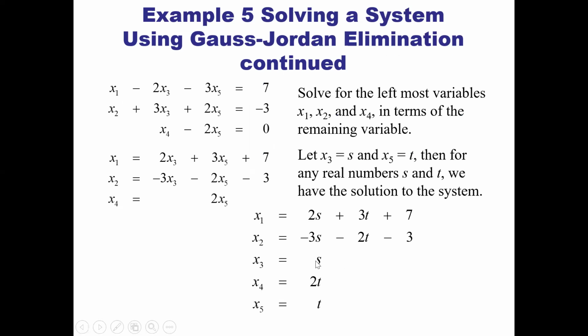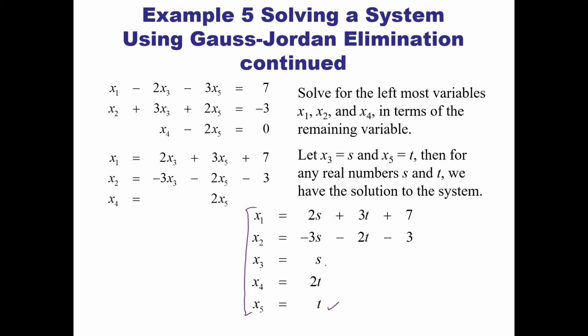So if we let that equal S, then we can go to x2, and then we just have to plug that in. So it's minus 3s minus 2t minus 3. And then x1 gives us 2 times the s plus 3 times the t plus our 7. And so then we have the final five variables in terms of s and t.